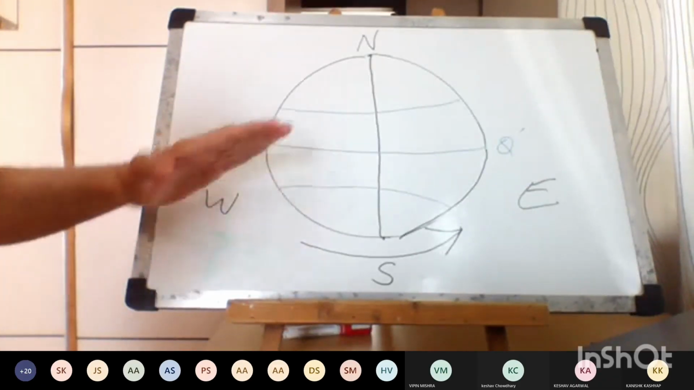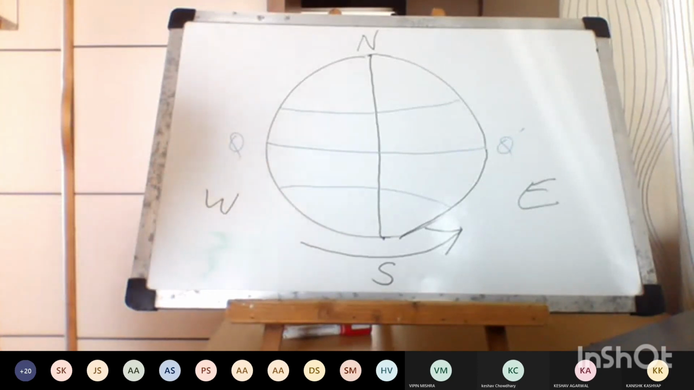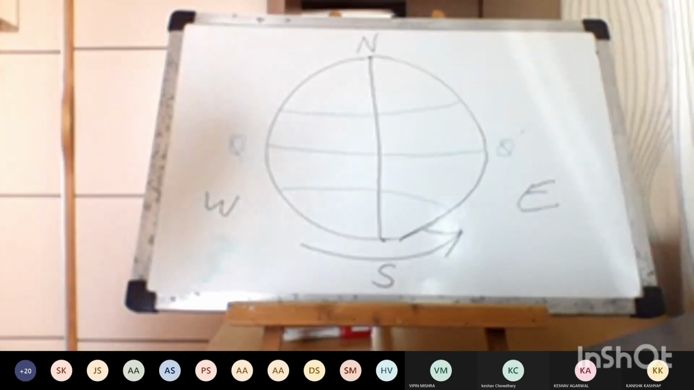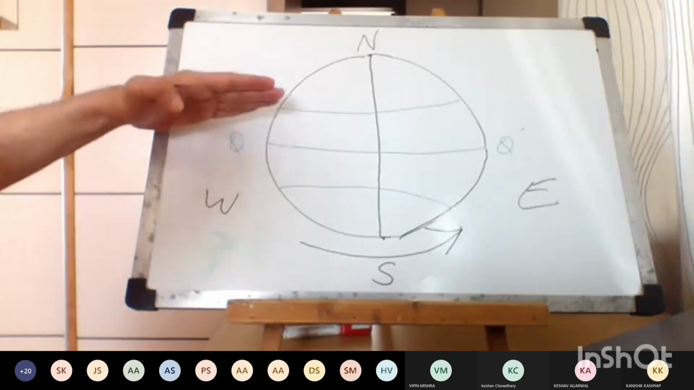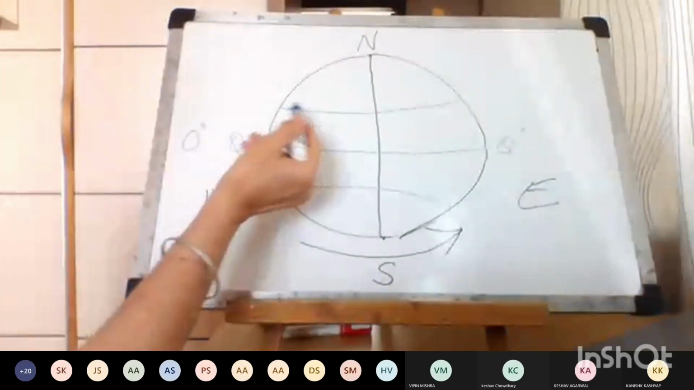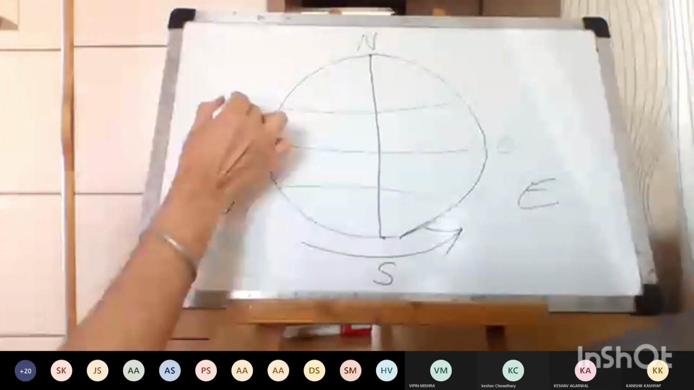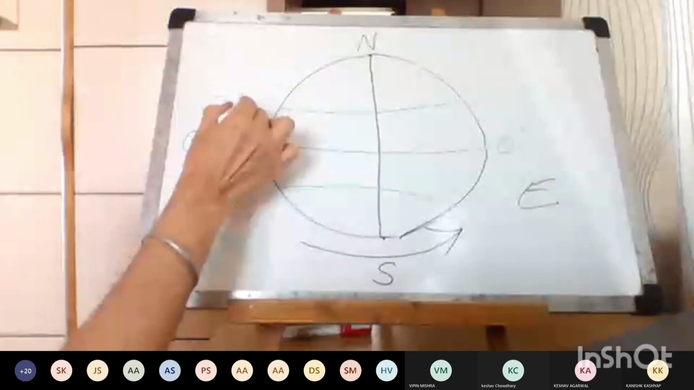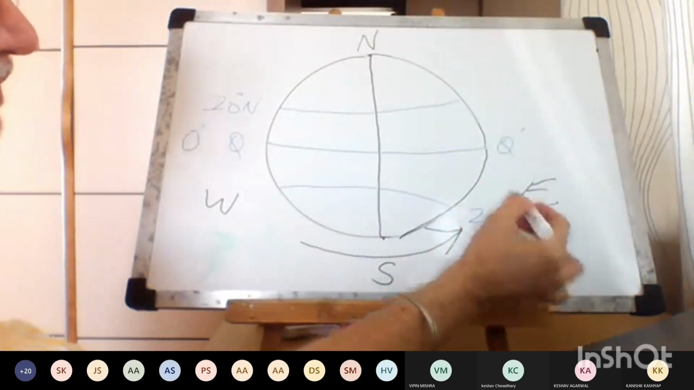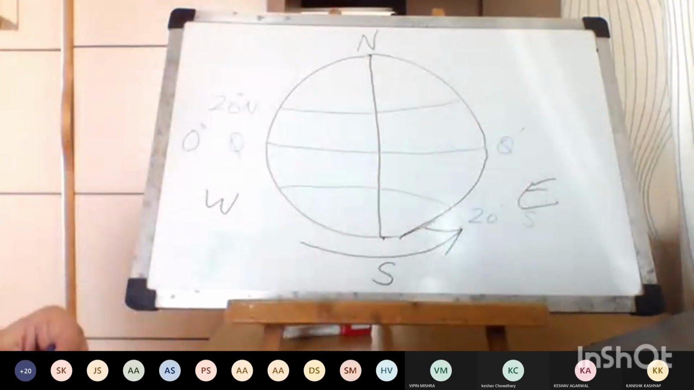And all these are called small circles because the plane of this is not passing through the center of the Earth. So these are parallels of latitude, you said, very good. As we go up from 0 degrees, we go higher. We call this maybe 20 degrees north, and we call this, let us say, 20 degrees south, parallels of latitude.